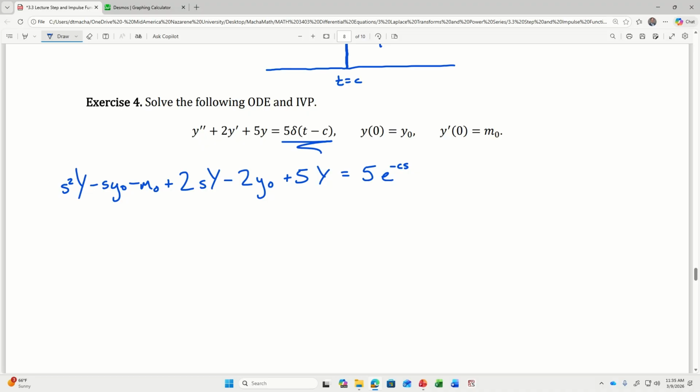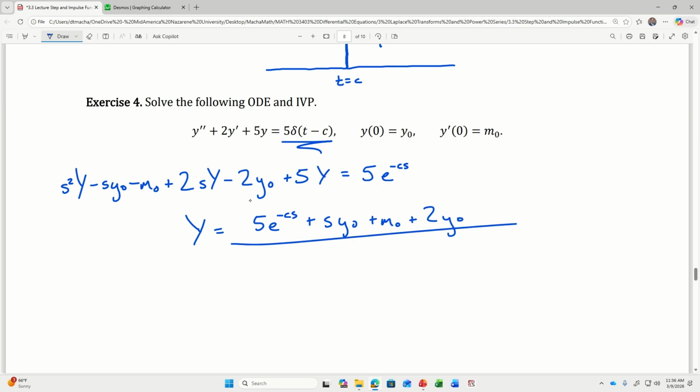Okay, now we solve for capital Y. And solving for capital Y means we have 5 e to the negative cs. I'm going to add sy0, I'm going to add m0, and I'm going to add 2y0. And I'm going to divide by s squared plus 2s plus 5.